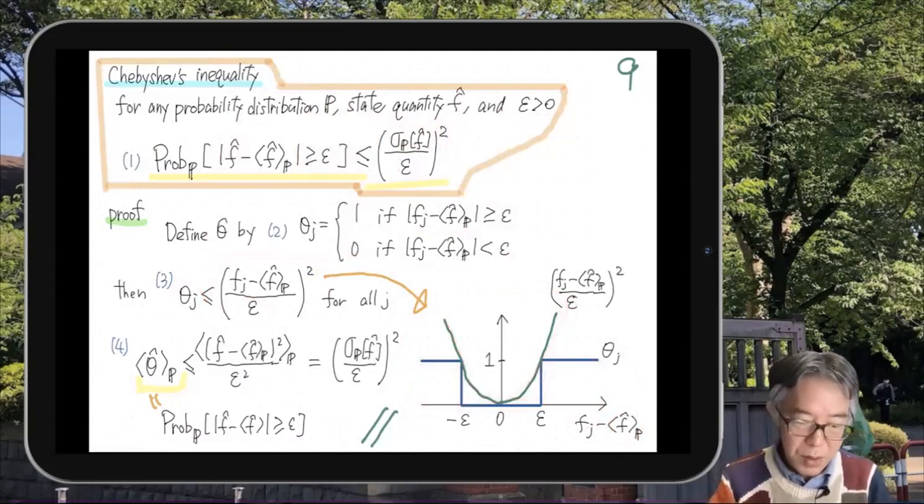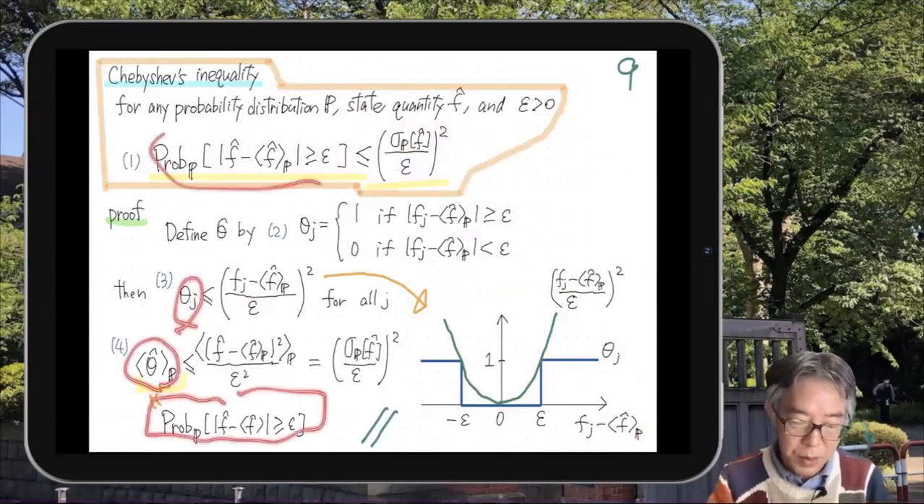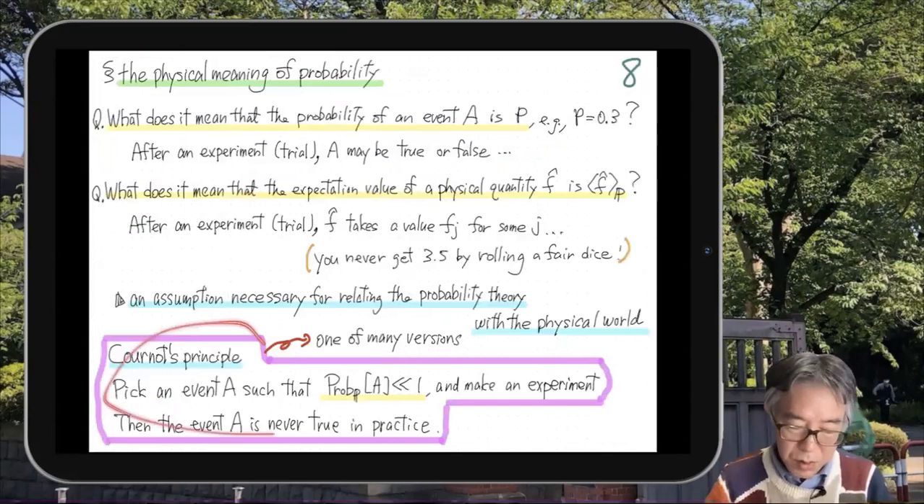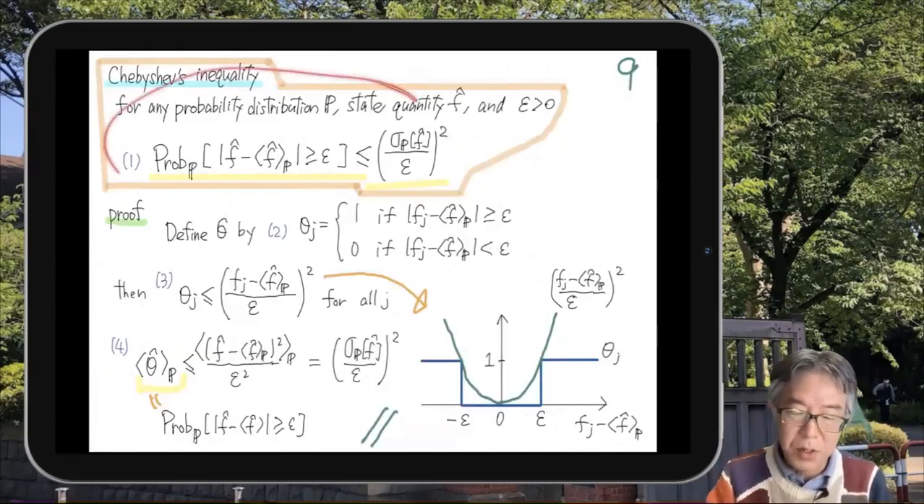So we have this inequality, and you take the expectation value of both sides. The expectation value of the left-hand side is nothing but this probability here. And the right-hand side is this, and of course, this is sigma squared divided by epsilon squared, QED. Very simple. Now we have Cournot's principle and Chebyshev's inequality.